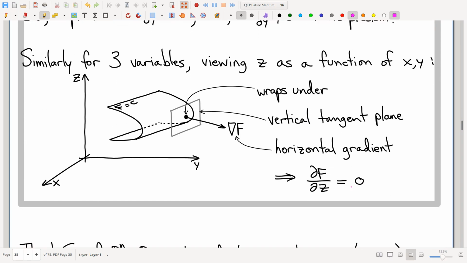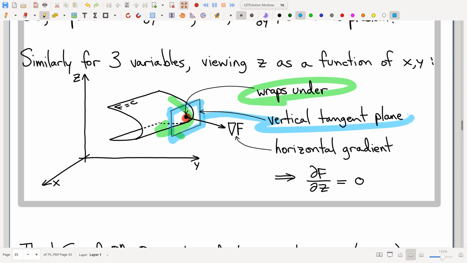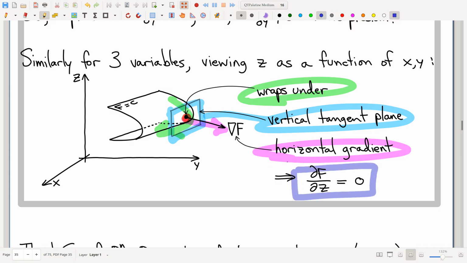Here's the three-dimensional version. And again, it has the same sort of take. Problems are going to happen at points where the level set is in the process of wrapping under itself. That's where you're not going to be able to define z as being a function of x and y. And if that is wrapping under itself, you have to have a vertical tangent plane. And if you have a vertical tangent plane, then you must have a horizontal gradient, and that means the z partial would be 0.